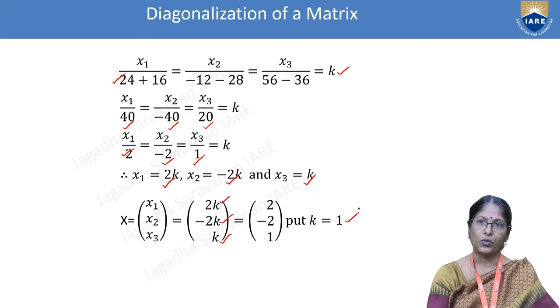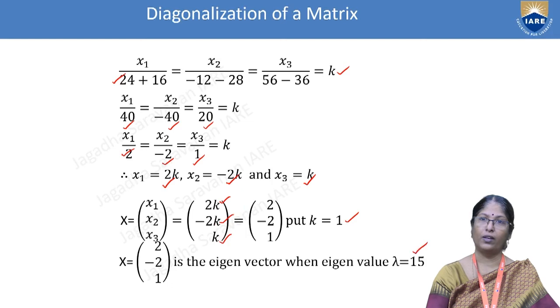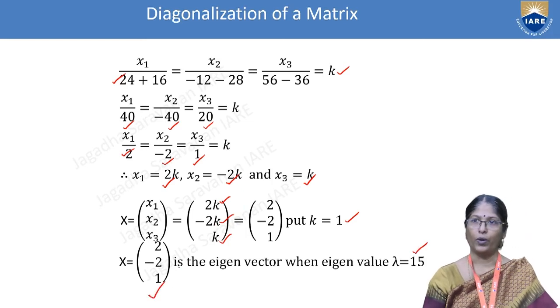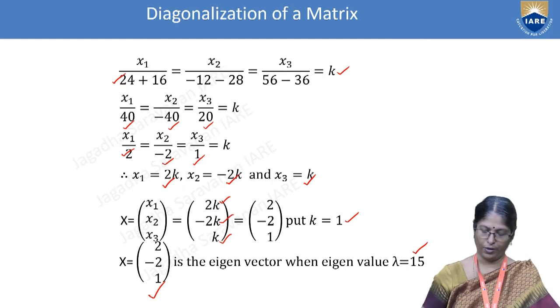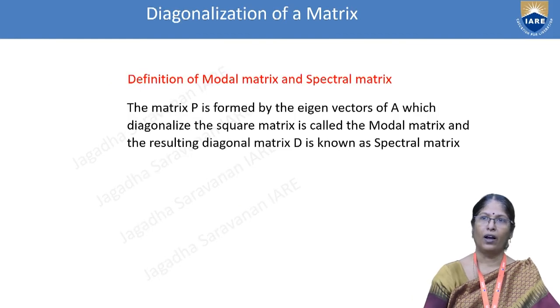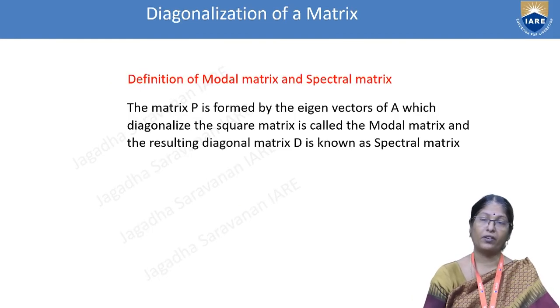That is, we are substituting in the place of k the value 1. Any value we can take, to consume less time. That is the reason we have taken 2, minus 2 and 1. We substituted in the place of k, 1. So when lambda equals 15, we got this eigenvector. So completely, the eigenvalues 0, 3, 15 we got, and the corresponding eigenvectors we found. Eigenvalue is over. Eigenvector is over.